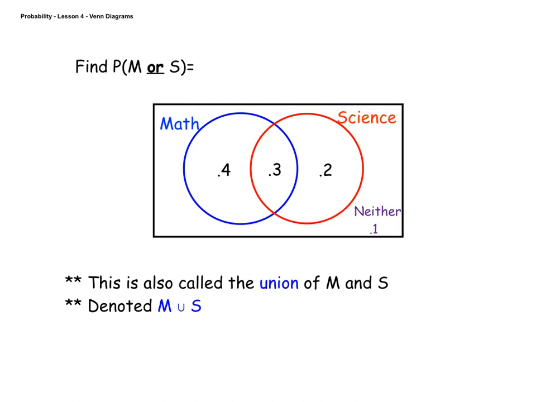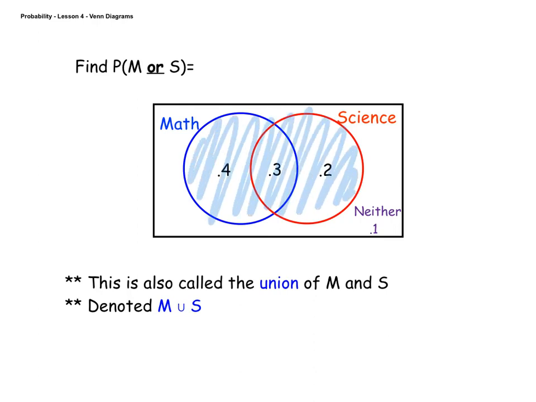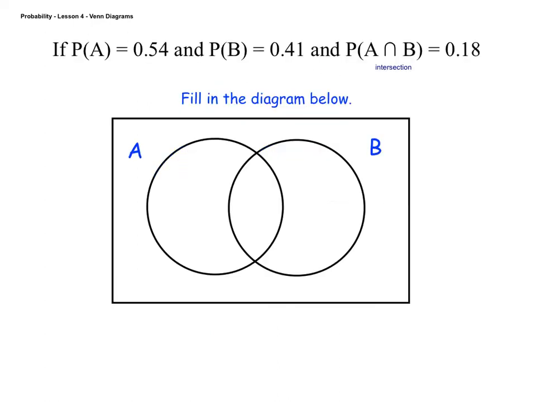Probability of math or science, that means that a kid could take math or science. That is all of the circles and overlap together. All of these kids take a math or a science or both. It's called the union, and it's a union with a U, right? So math union with science is what's in all of it. It covers all of it. So 0.4 plus 0.3 plus 0.2 adds up to 0.9. 90% chance that a kid is in math or science.